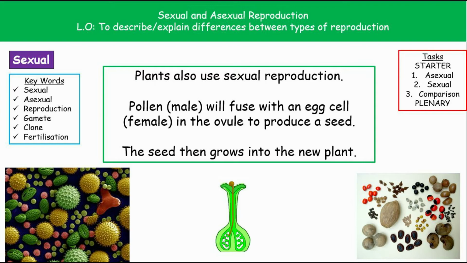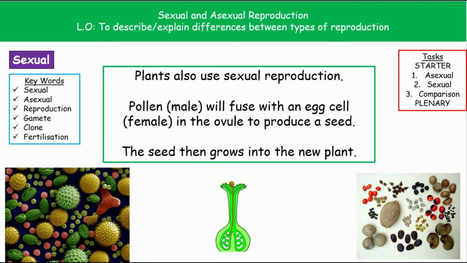But it's not just animals that use sexual reproduction. Plants also use sexual reproduction. Now, the way that they do this is they do still have a male and a female gamete. So in the case of our plants, the male gamete is the pollen and the egg cell is the female gamete. And what happens is the pollen is transferred from one plant to another, and it then fuses with the egg cell to produce a seed. And that seed will then grow into the new plant.